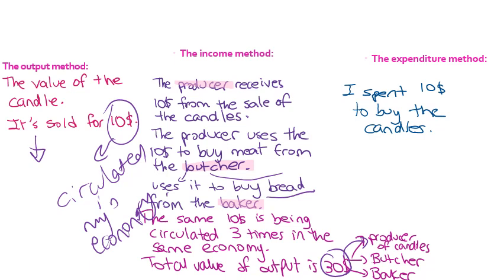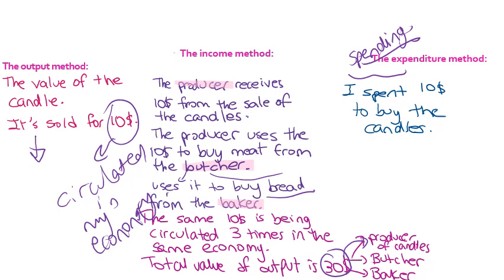Now, what do I mean by talking about the expenditure? Expenditure means I'm talking about the spending. So when I'm talking about spending, it means the money spent, which in that scenario is the $10 to buy the candles. When the butcher bought the candles from the producer of candlesticks, he paid $10.